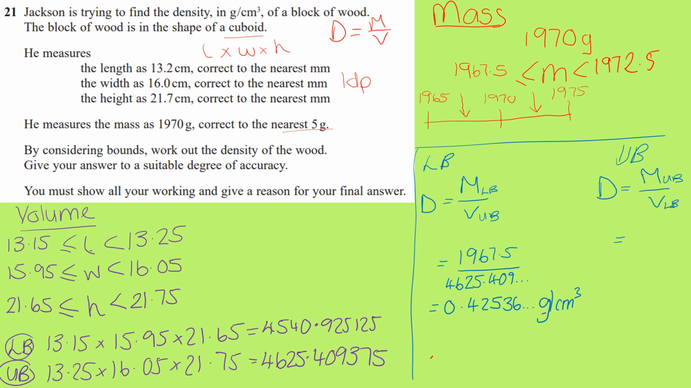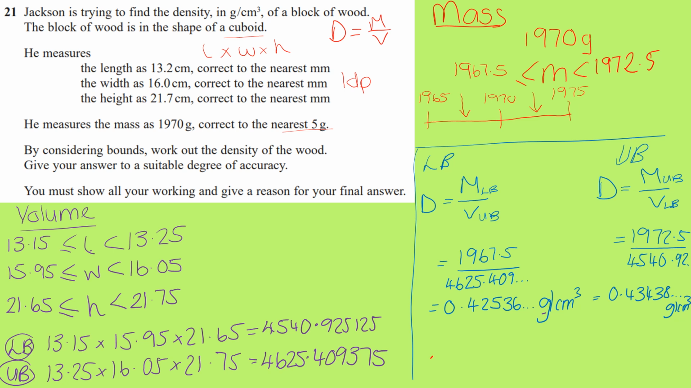Using the other side then, we want the mass upper bound. So 1972.5 divided by the lower bound over here. So 4540.92, and like so it carries on. And that gives me an answer of 0.43438 grams per centimetre cubed.